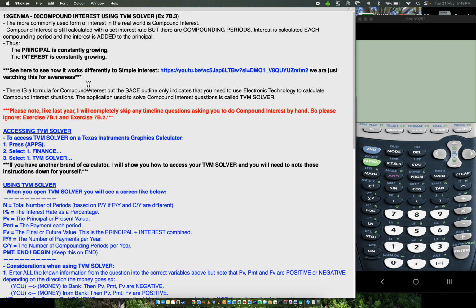If you really want to see how it works differently to simple interest, you can watch this video linked here, just for awareness, okay? You don't need to know the theory of the difference between simple interest and compound interest for year 12. But if I was running the class, I would have played that video so you can see the difference is that when interest compounds in compound interest, it gets added to the principal.